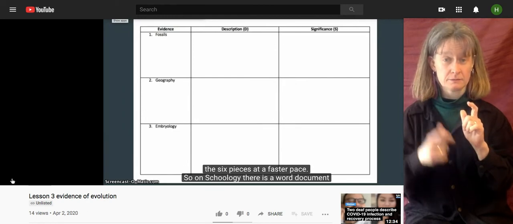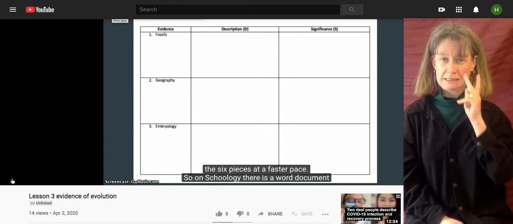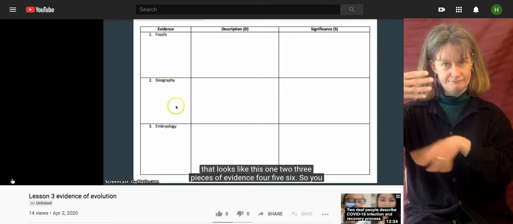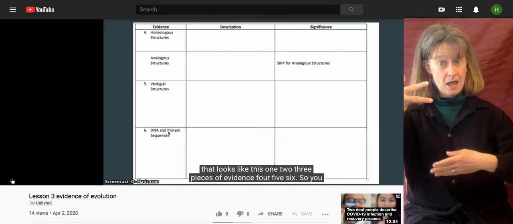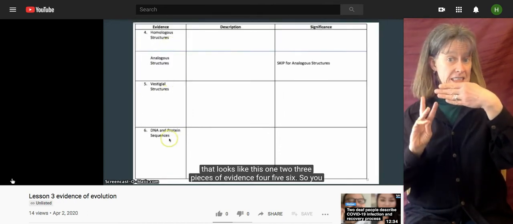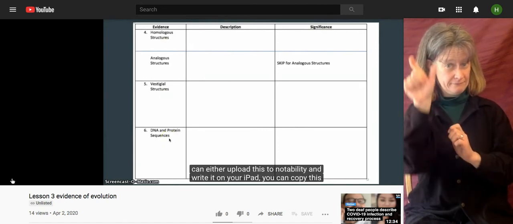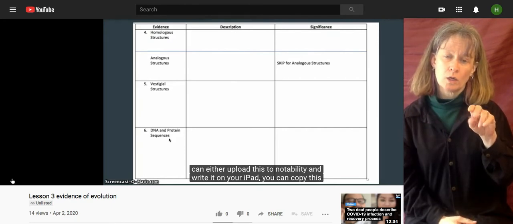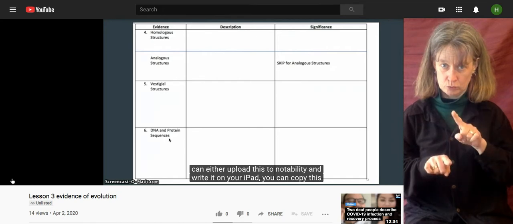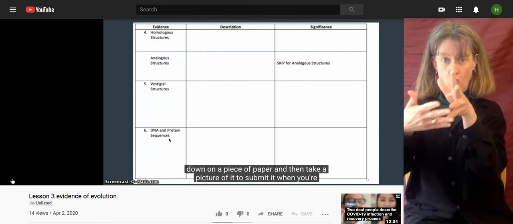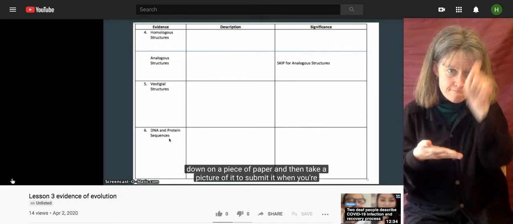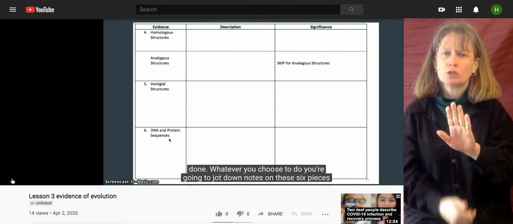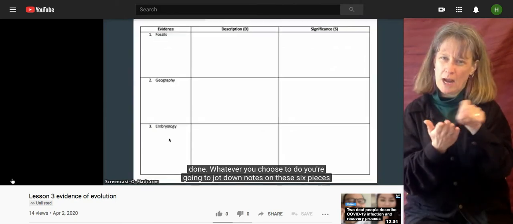So on Schoology, there is a Word document that looks like this. 1, 2, 3 pieces of evidence, 4, 5, 6. So you can either upload this to Notability and write it on your iPad, or you can copy this down on a piece of paper and then take a picture of it to submit it when you're done. Whatever you choose to do, you're going to jot down notes on these 6 pieces of evidence.